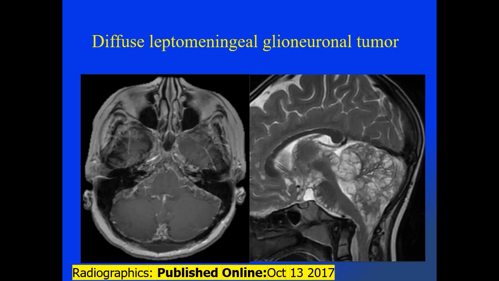Axial T1 weighted images with contrast demonstrate abnormal enhancement along the surface of the visualized brainstem and cerebellar hemispheres, multiple areas of T2 hyperintensity along the surface of the anterior brainstem, as well as involving the region of the vermis and quadrigeminal plate cistern in this patient with diffuse leptomeningeal glioneuronal tumor.